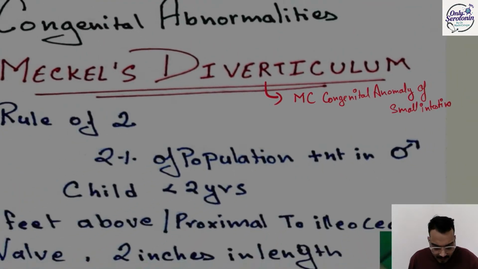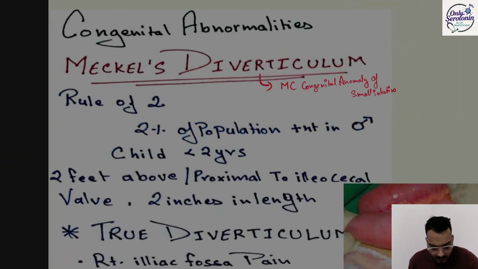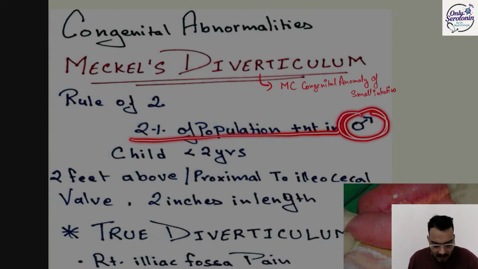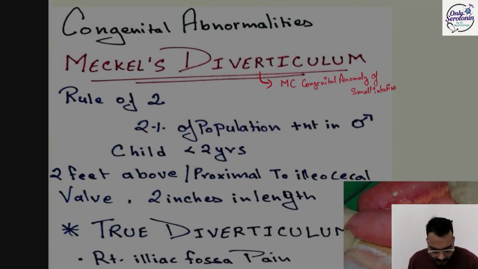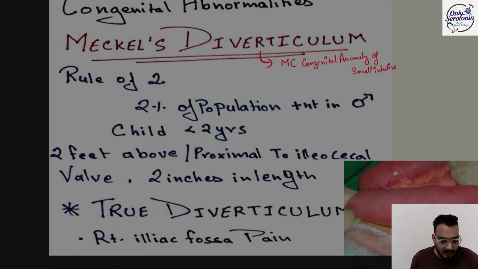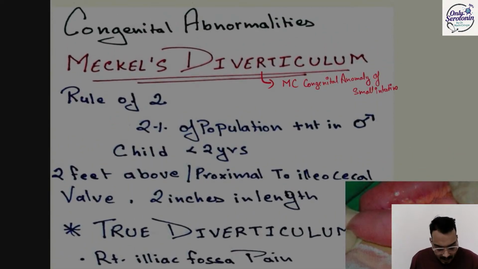Then guys, this kind of anomaly is following the rule of two. What is the rule of two, guys? 2% of the population, present in the males, the child less than 2 years of age, it is present 2 feet above the terminal ileocecal wall, and it is around 2 inches in length. It is a true diverticulum, and it is going to have right iliac fossa pain.